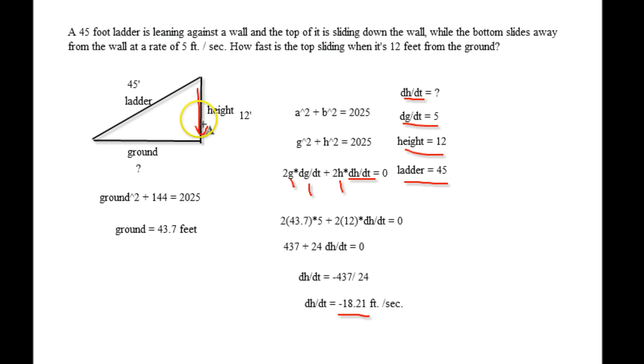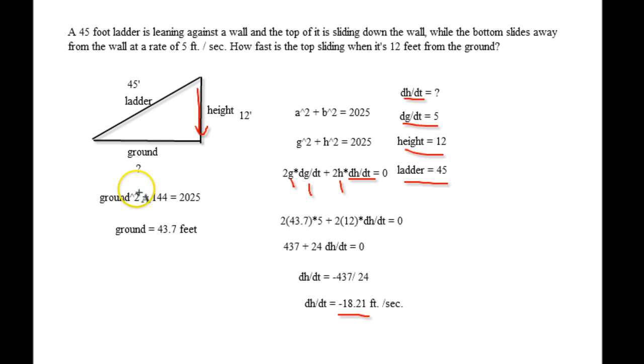Alright, now the next page is talking about the ladder problem, the infamous ladder problem. A 45-foot ladder is leaning against a wall, and the top of it is sliding down the wall, while the bottom slides away from it at a rate of 5 feet per second. How fast is the top sliding when it's 12 feet from the ground? So the ladder is 45 feet long, and we make our triangle picture, and the height of the ladder at that moment is 12 feet above the ground. We just don't know how far the bottom is from the wall.